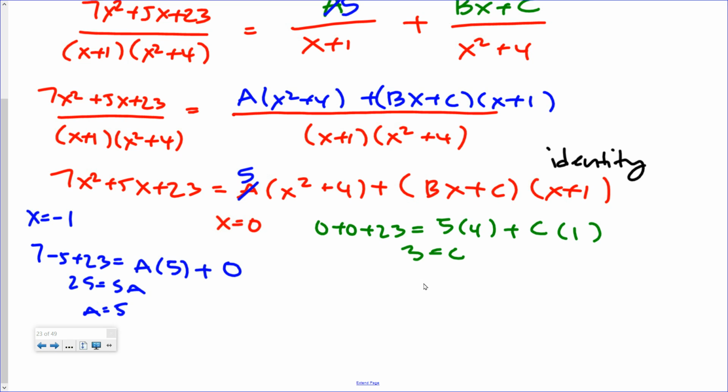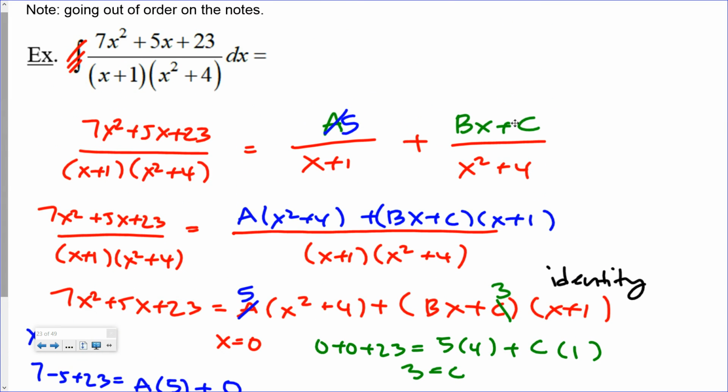Can someone give me a check on that? Maybe not. Okay, C is equal to 3. So that means, guys, I can come here and say C is equal to 3. That may or may not help me, but I don't have to just have a constant here anymore. And I can come all the way up to my original problem and say this C is equal to 3. I'm almost done. I just need to figure out what this B is.